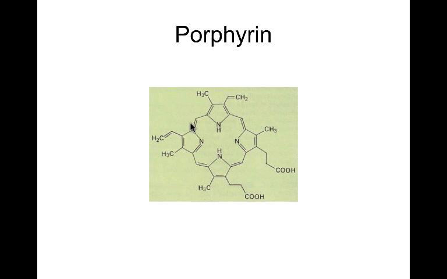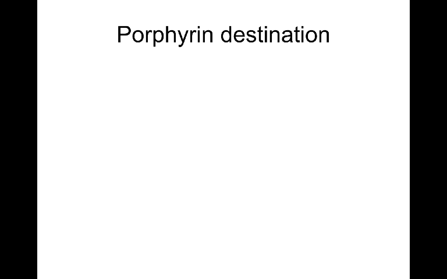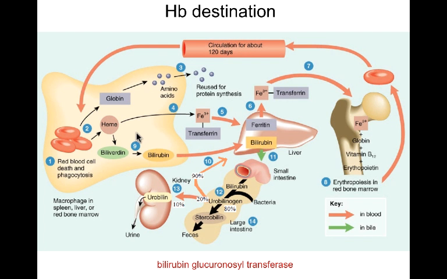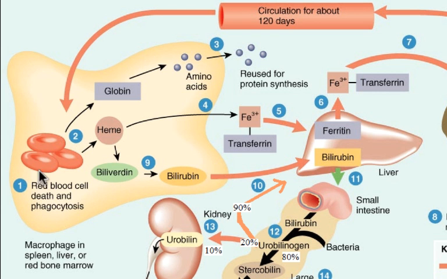The iron is out and the porphyrin ring needs to be taken care of. How are we going to take care of the porphyrin ring? Let's take a look at this picture. This is your macrophage, and here's the old RBC that came in. We broke down this RBC, released globin, and we recycled the amino acid. We took the heme out and we recycled the iron, and we transferred iron by transferrin inside the blood, and what is left is a porphyrin ring.